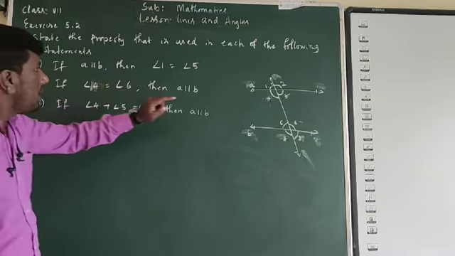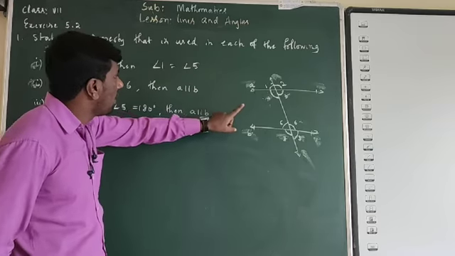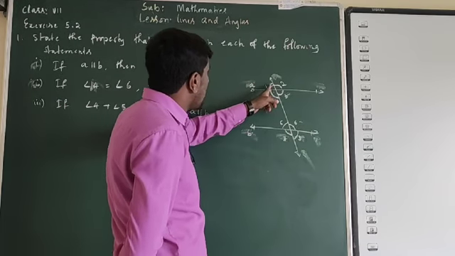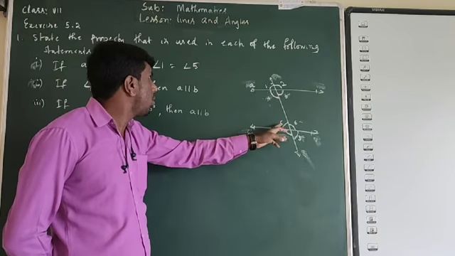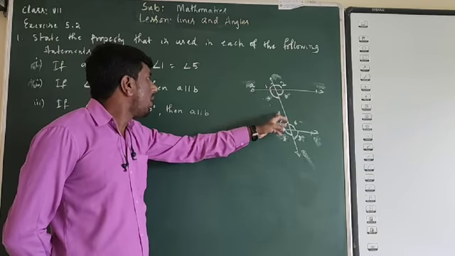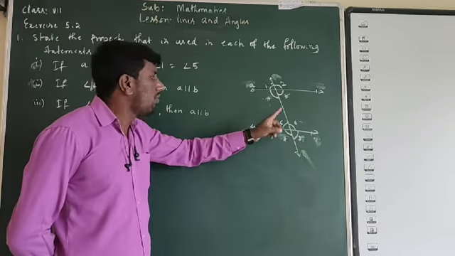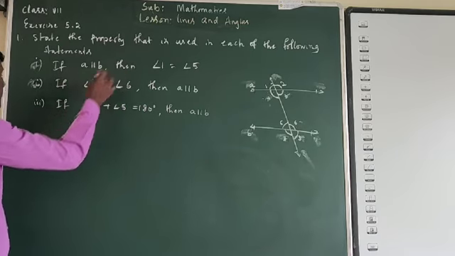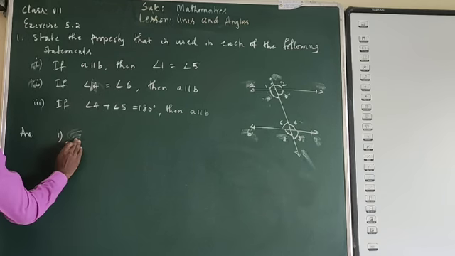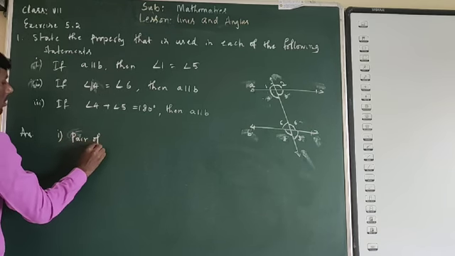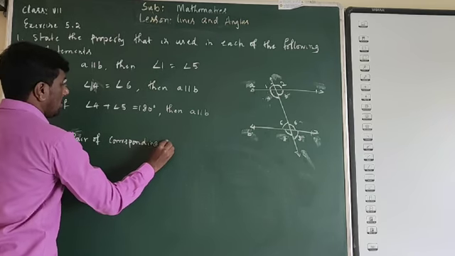If line A is parallel to line B, then angle 1 is equal to angle 5. Where is angle 1? Angle 1 is equal to angle 5. What property is it? What type of angles are 1 and 5? It is a corresponding angle. Angle 1 and angle 5 are corresponding angles. So the property, the answer you can write, is: pair of corresponding angles. Okay.